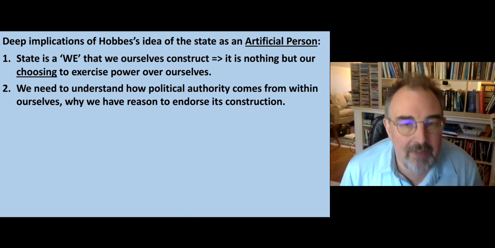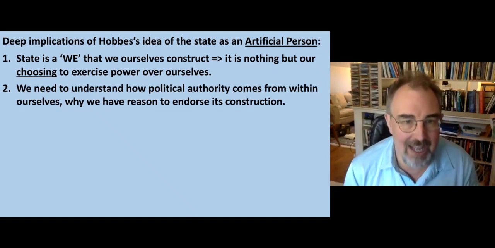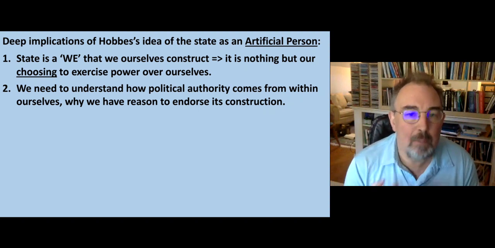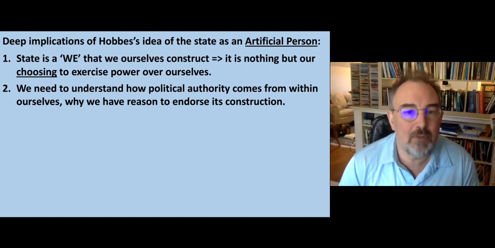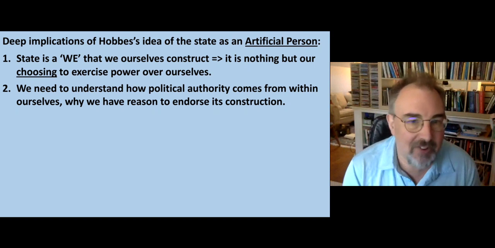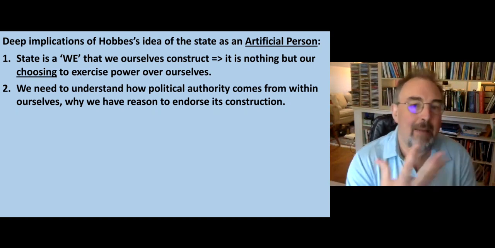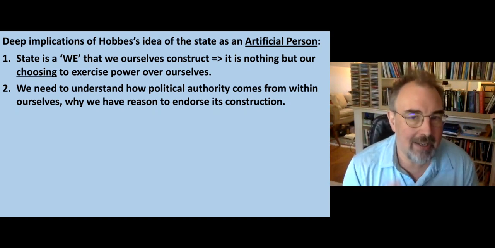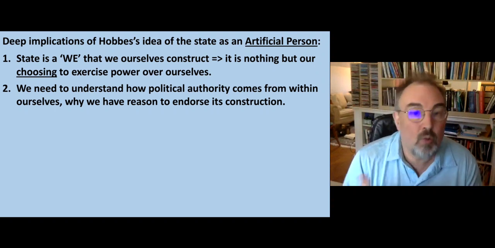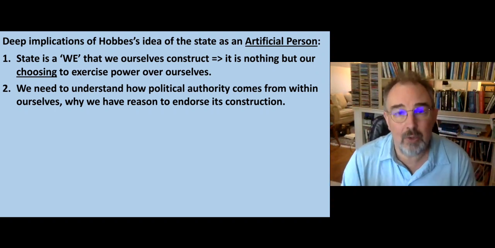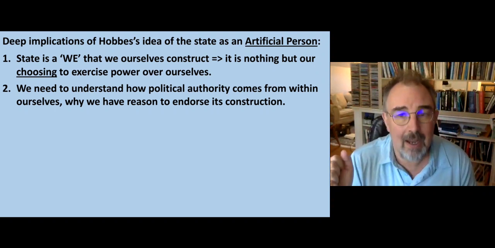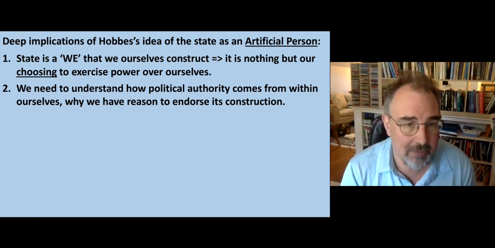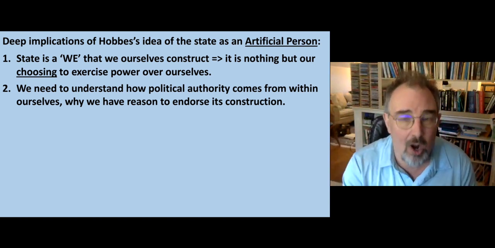It follows from this that if we're going to understand the state, we have to give an account of how its authority comes from within ourselves. In what sense we individually are implicated in the authority it has over us. And of course, why we have reason to endorse that authority and to recognize its legitimacy. And that's what Hobbes' book is trying to do.